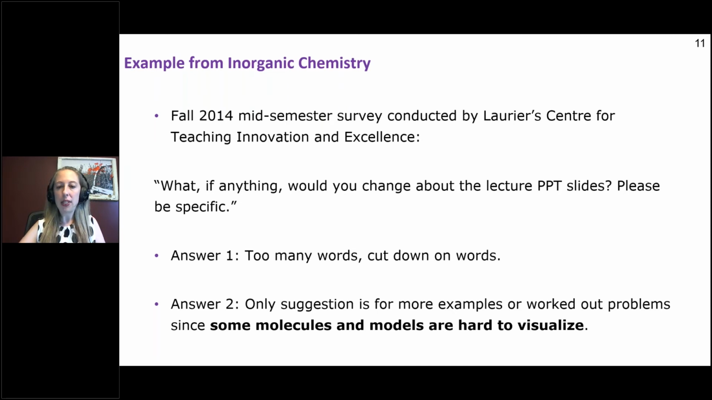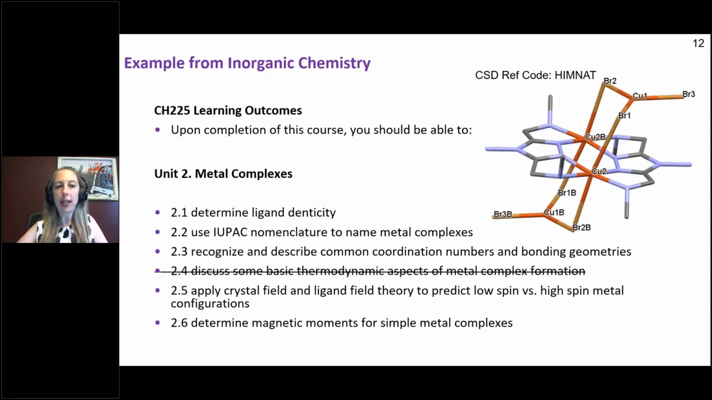So this feedback coincided with when we moved on to the second unit in this particular course, which was looking at metal complexes. And so, if we look at the learning outcomes for this particular unit, the students were expected to determine ligand denticity, to use IUPAC nomenclature to name metal complexes, to recognize and describe common coordination numbers and bonding geometries, apply crystal field and ligand field theory to predict low spin versus high spin metal configurations, and to determine magnetic moments for simple metal complexes. Okay, so when we think about when we are teaching and assessing, our assessments should align with our learning outcomes.